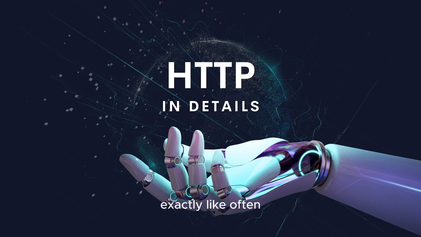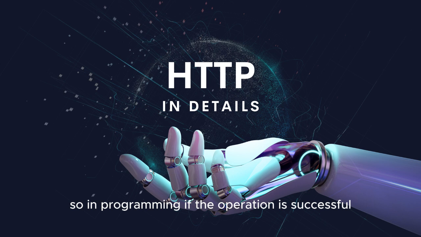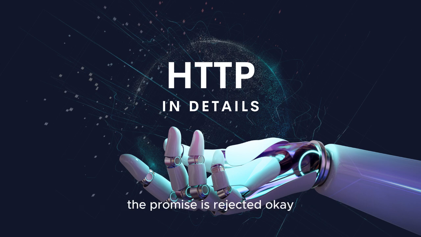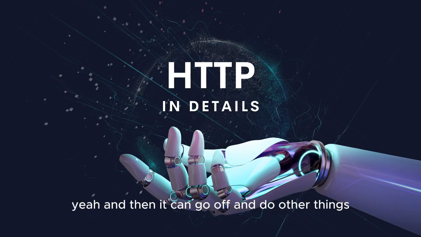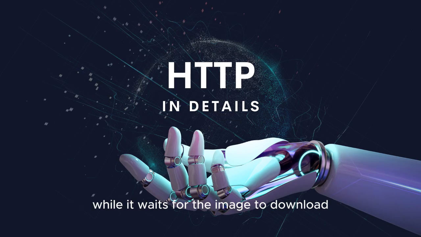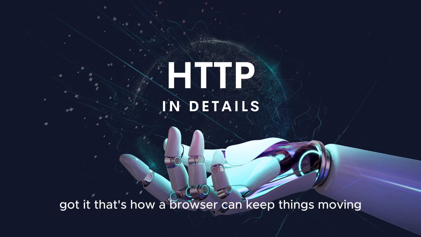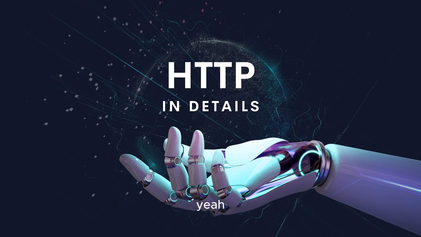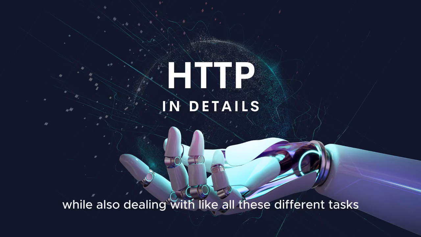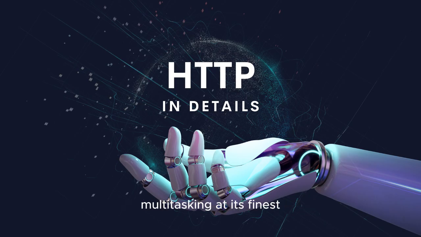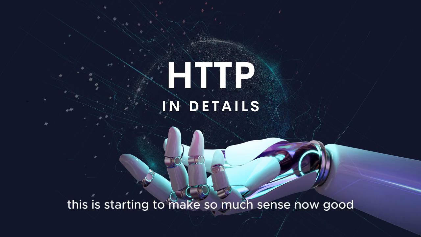Exactly. So in programming, if the operation is successful, the promise is fulfilled. If not, the promise is rejected. So the browser could be like, hey, I promised to load this image. And then it can go off and do other things while it waits for the image to download. And then once that image is ready, boom, promise fulfilled. That's how a browser can keep things moving while also dealing with all these different tasks. Multitasking at its finest. This is starting to make so much sense now.